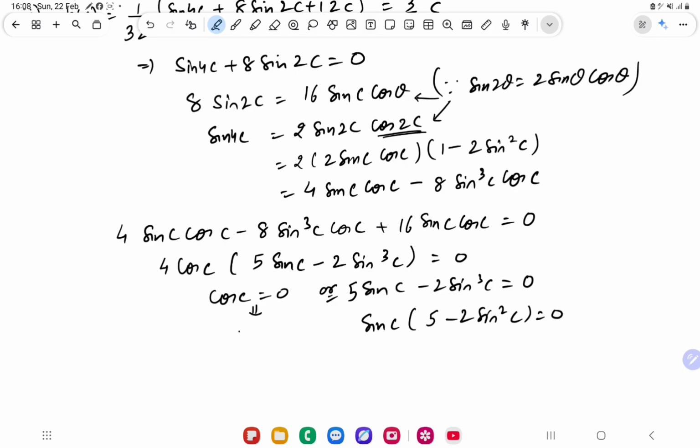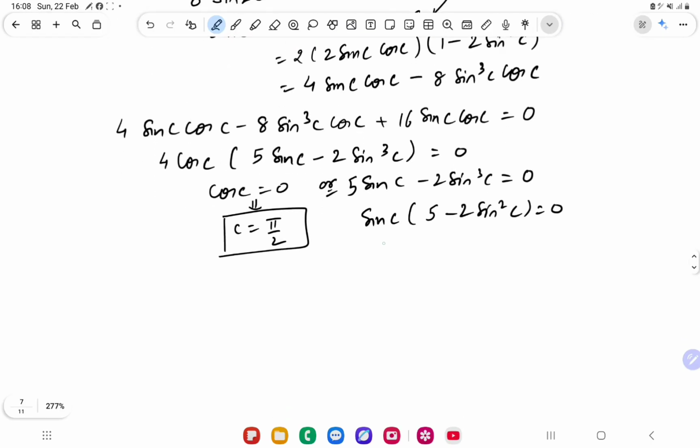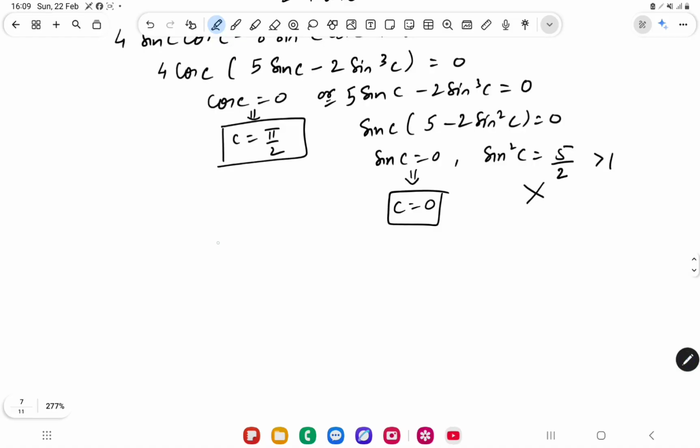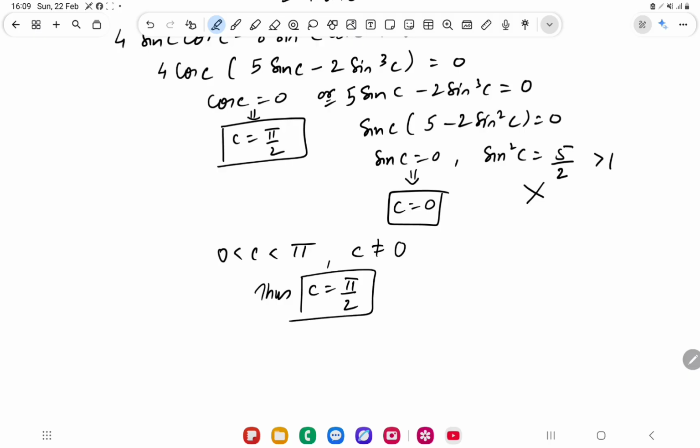So if cos c is 0, it means c is pi by 2, and from here I can write either sine c is 0 or sine square c should be 5 by 2, which is greater than 1, so we have to reject this. And from sine c equals 0 I can write that c is equal to 0. And since it is given to us that c lies from 0 to pi and c cannot be 0, so I can write c as pi by 2.